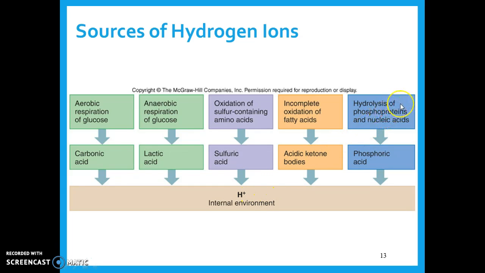And then lastly, hydrolysis of phosphoproteins and nucleic acids. That hydrolysis means that we break them down. So when we break down phosphoproteins and nucleic acids, we're going to release something called phosphoric acid. And again, it's an acid, so it's going to make our hydrogen ion concentration increase. So all these things that we just went through, those are going to make your body more acidic.